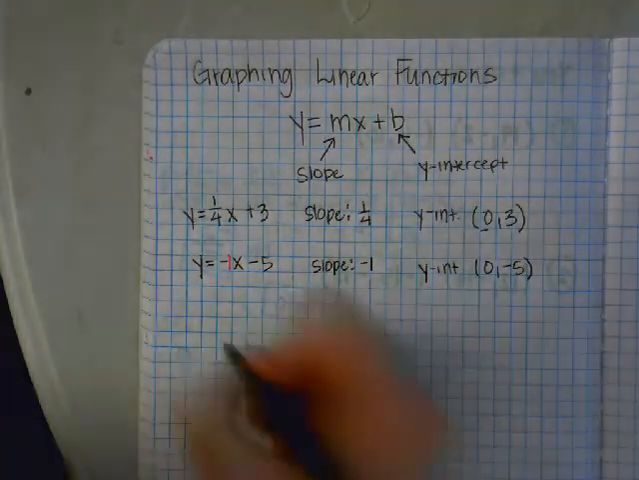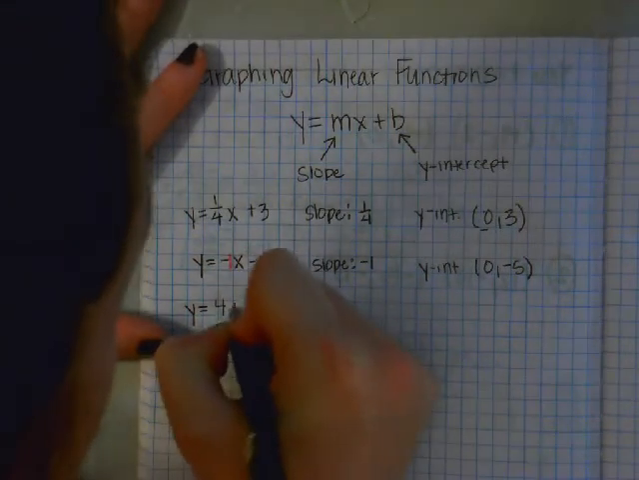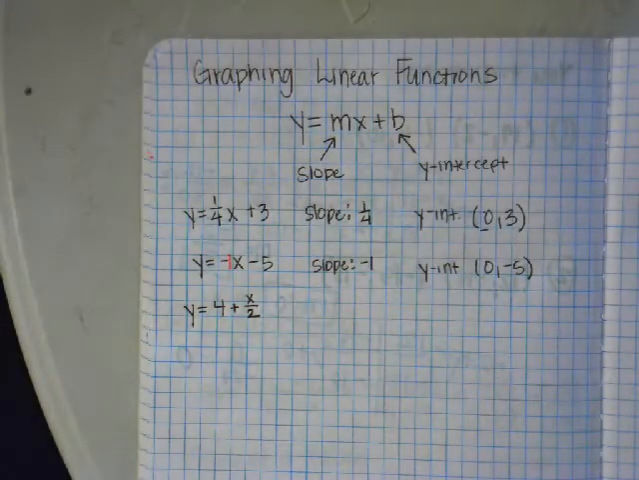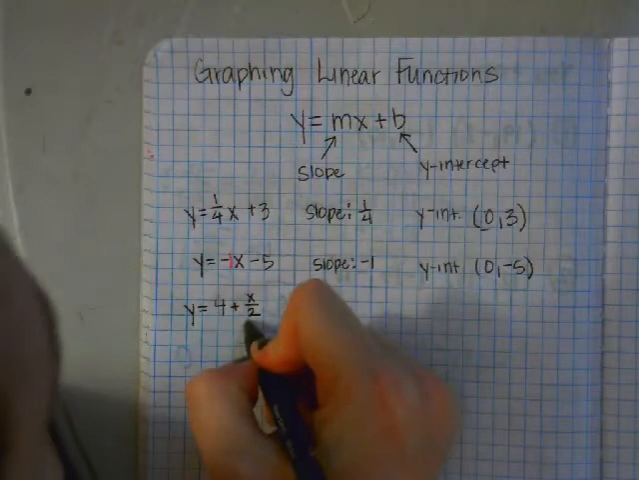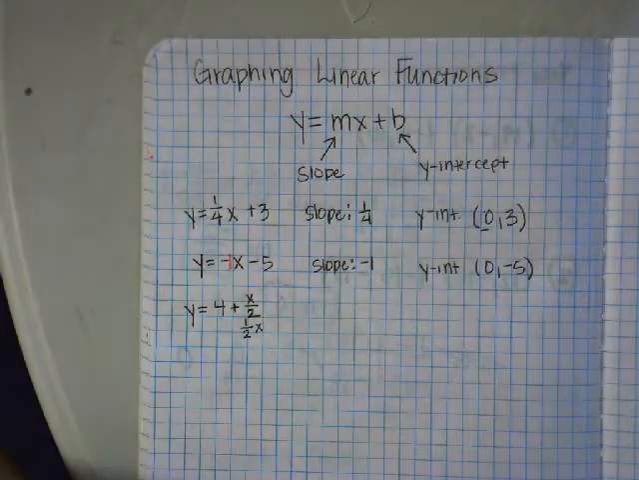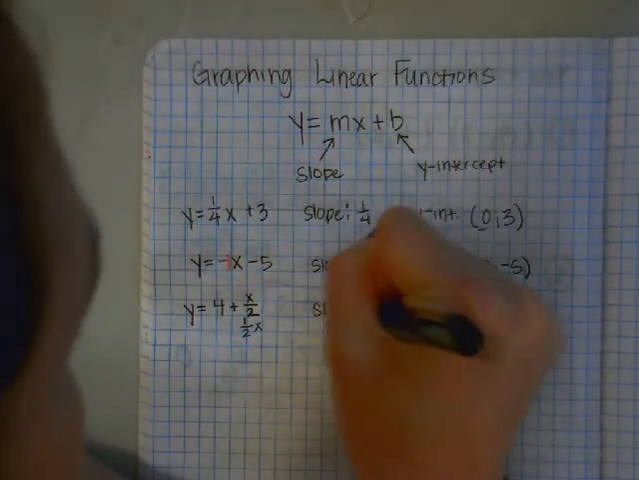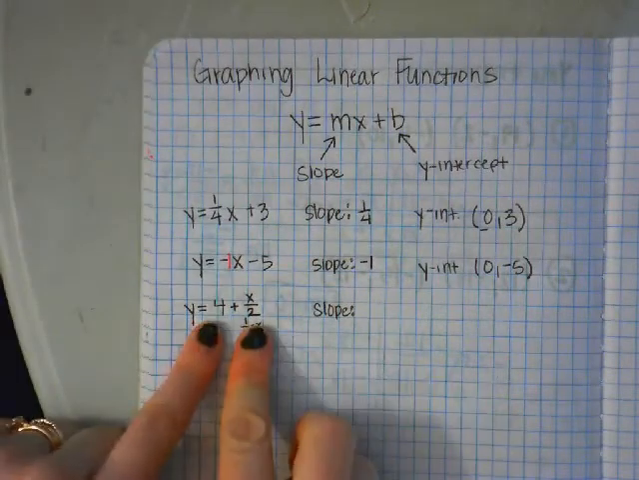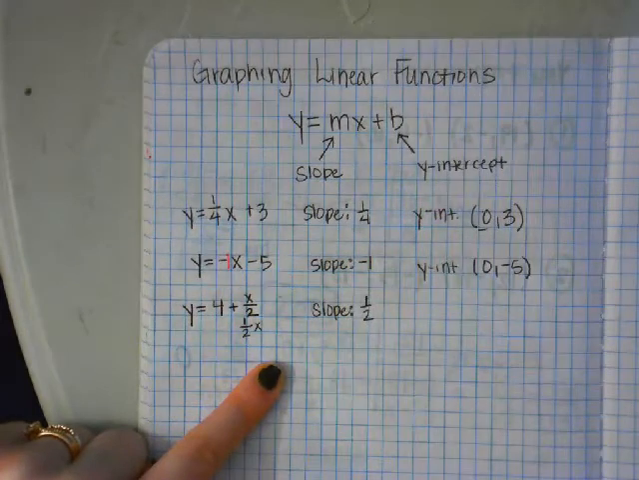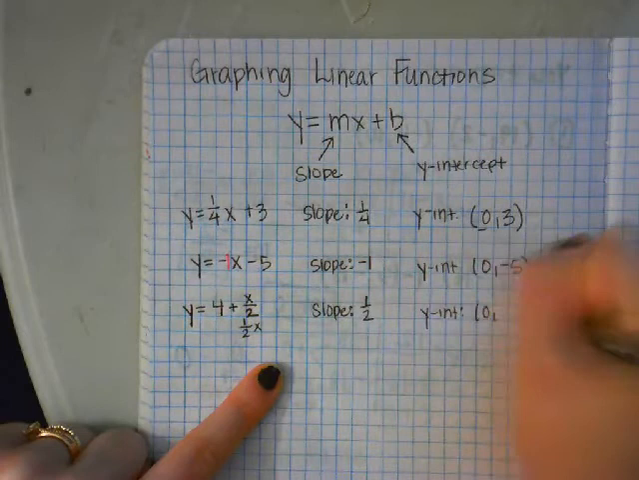So let's look at one more. Let's say we have y equals 4 plus x over 2. This one looks a little bit different, but that's okay. Remember that x over 2 is the same thing as 1/2 times x, right? So in this case, our slope, remember slope is always the one that's attached to x, so even though this one's flip-flopped, our slope is still the 1/2. And our y-intercept is 0, 4.